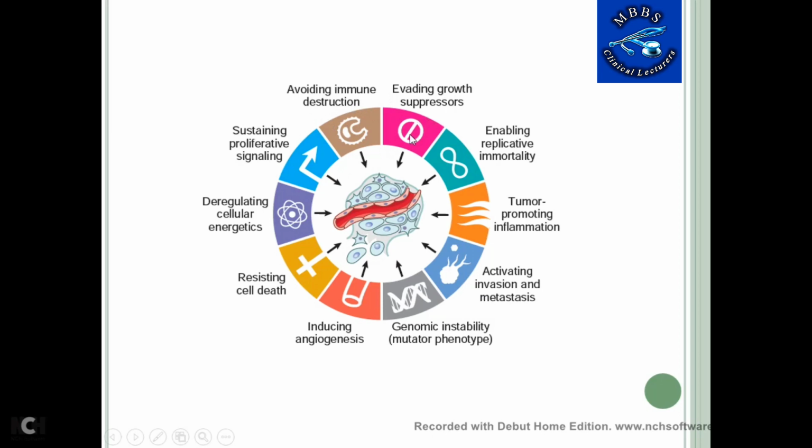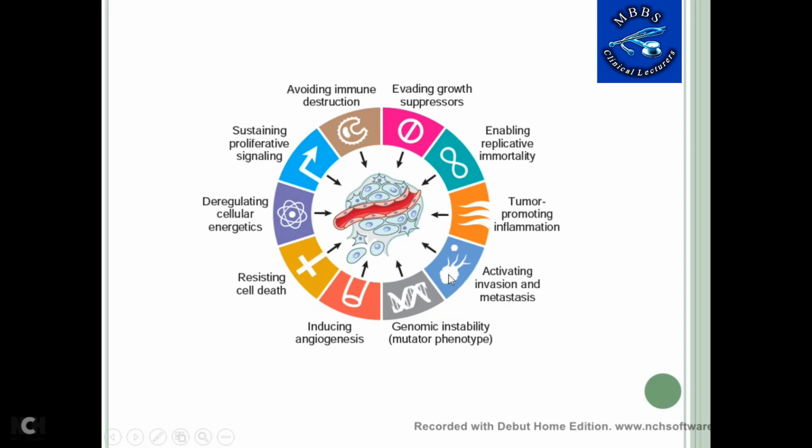The third form is evading growth suppressors. Now there are certain growth suppressor hormones, signals in the body, but the cancer cells do not even respond to that. And then they have a limitless replicative property. That is, they keep on undergoing the mitotic phase of the cell cycle, and they keep on replicating, and nothing can stop them. Another point is tumor promoting inflammation. There are certain kinds of inflammatory effects which promote tumor formation or cancer formation.